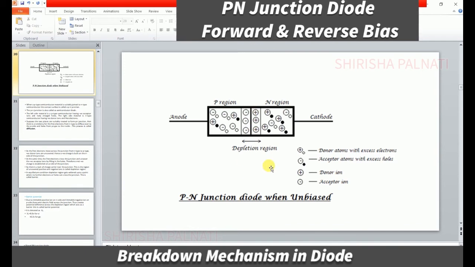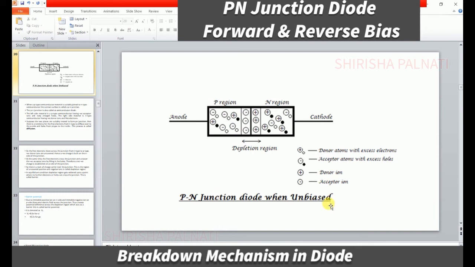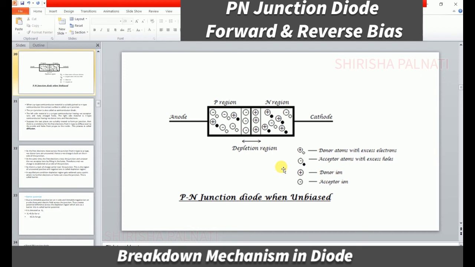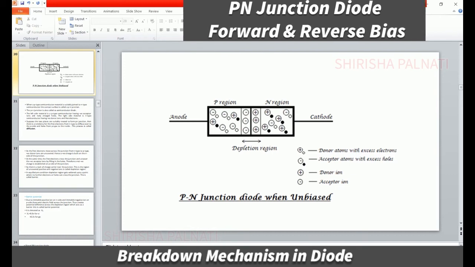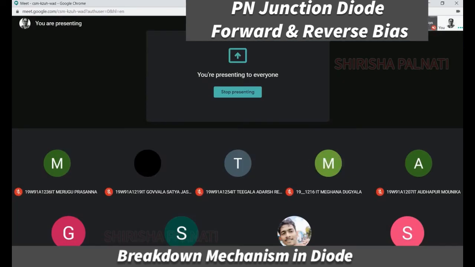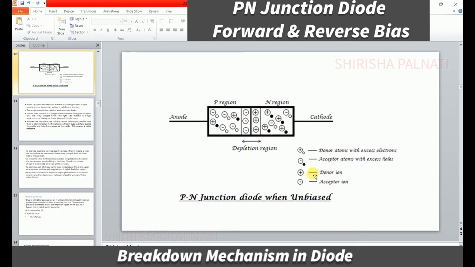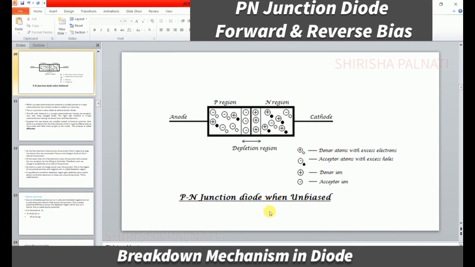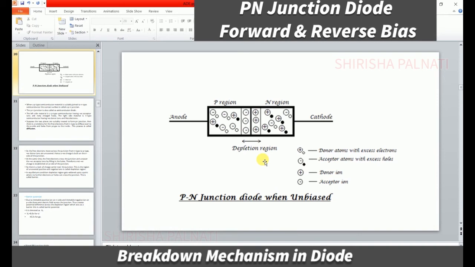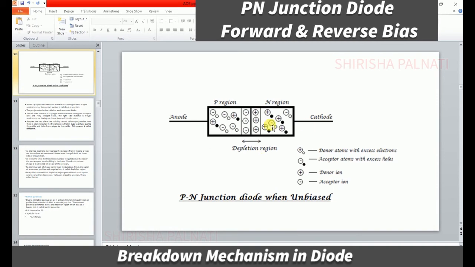This is the operation of the PN junction diode when unbiased. There are three main points to remember: first, diffusion; next, the depletion region; and next, the potential barrier. These are the main three points of the PN junction diode when unbiased. Unbiased means we are not applying any external voltage, and no battery is connected to the PN junction diode.